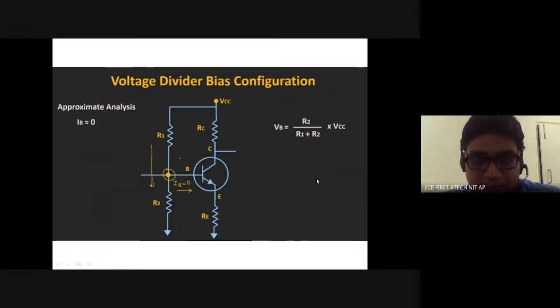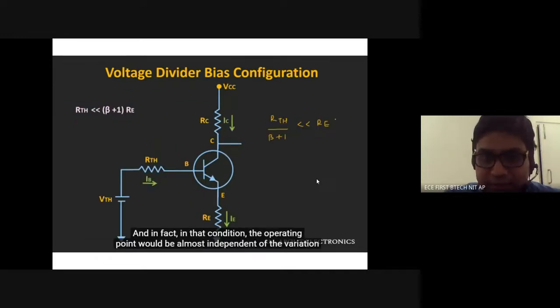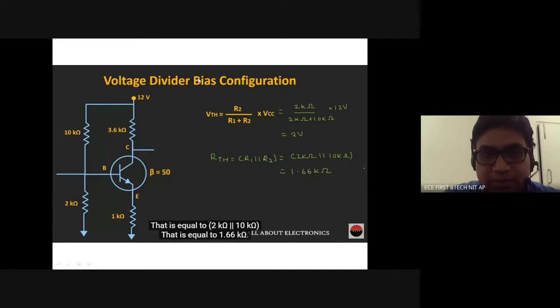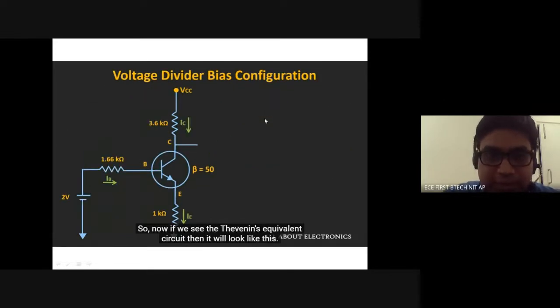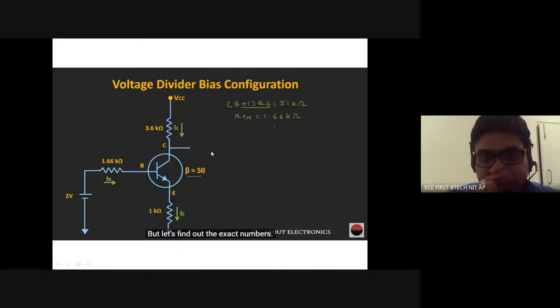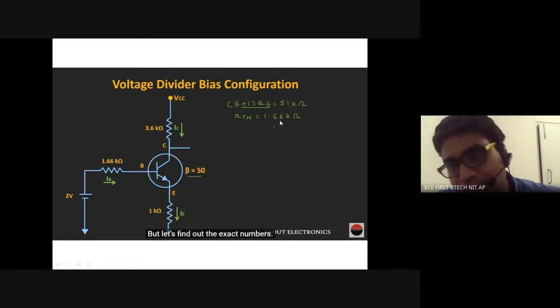Okay, so just like we take this equivalent circuit in this manner, similarly, if you draw this equivalent circuit, we'll get it like this. So this is the Thevenin voltage and this is the Thevenin resistance. Now let's think that this beta value is 50. So if you can see here, (beta plus 1) RE is equal to 51 kilo ohm and Thevenin resistance is 1.66 kilo ohm.